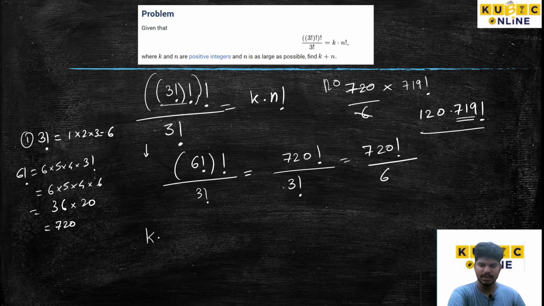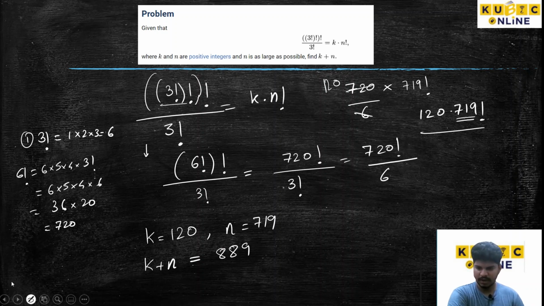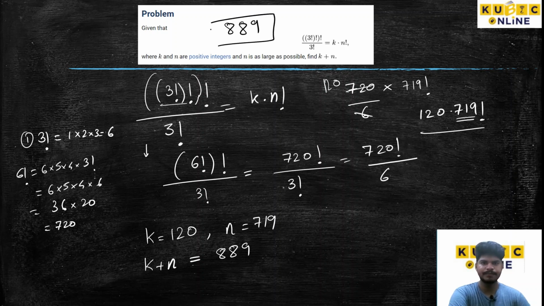So in this case, what is our k? k is 120 and n is 719. So what do they want? They want k plus n. So k plus n will equal 839. So what is our final answer? Our final answer will be 839.